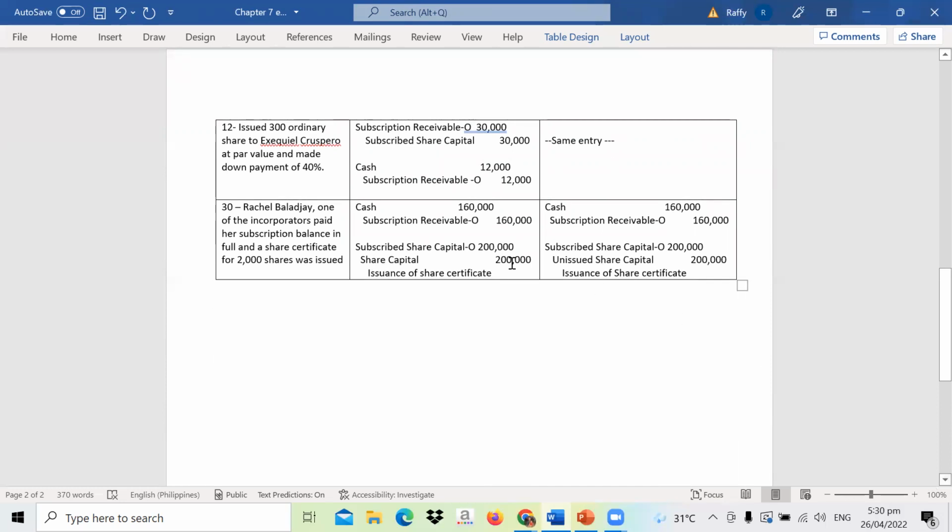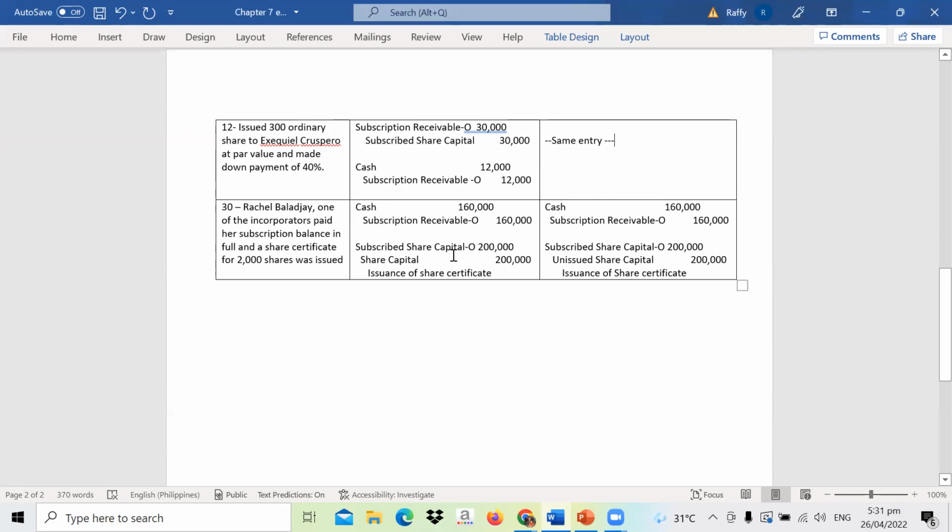And then the last transaction, we have here the last transaction. One of the incorporators paid her subscription in full, and a share certificate for 2,000 shares was issued. So the subscription of Baladhay, you have 2,000 shares with a value of 200,000. So the first entry is to record the payment of the balance. So that's debit cash, 160,000, and then credit subscription receivable, 160,000. Same entry under the journal entry method. Debit cash, 160,000. Credit subscription receivable, 160,000.